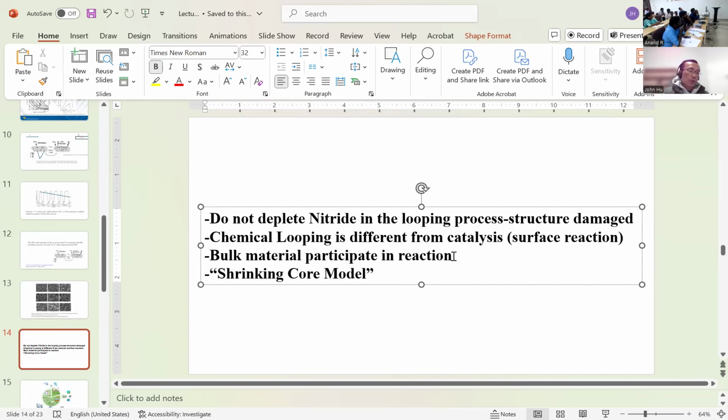So the number 4: in the chemical looping world, the so-called modeling work is very complex. It means it's very difficult to model. I will tell you why. I think we only have a couple of minutes, so before I tell you, maybe we'll go to the shrinking model tomorrow.